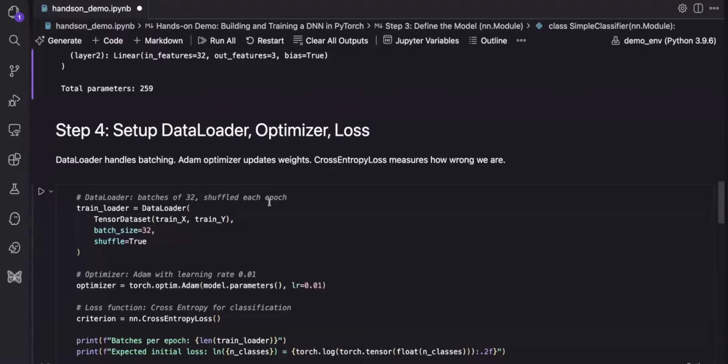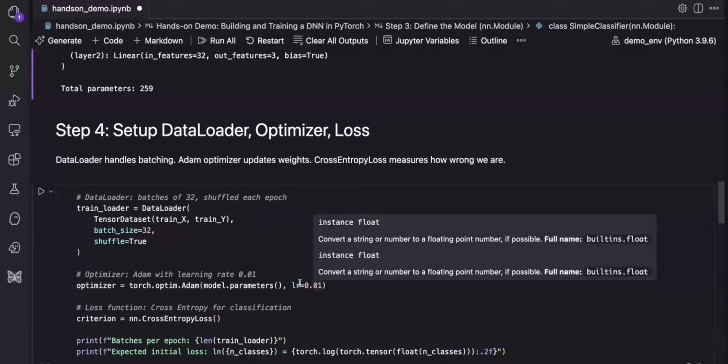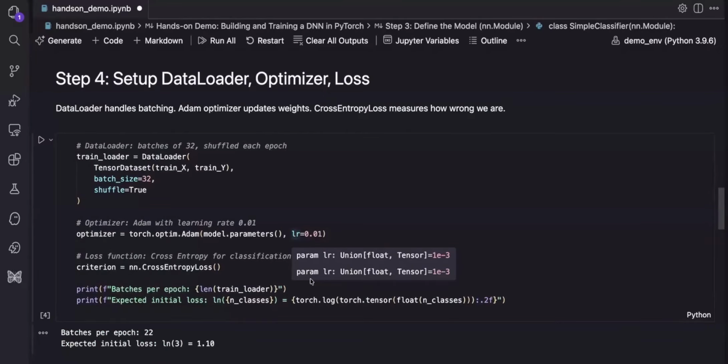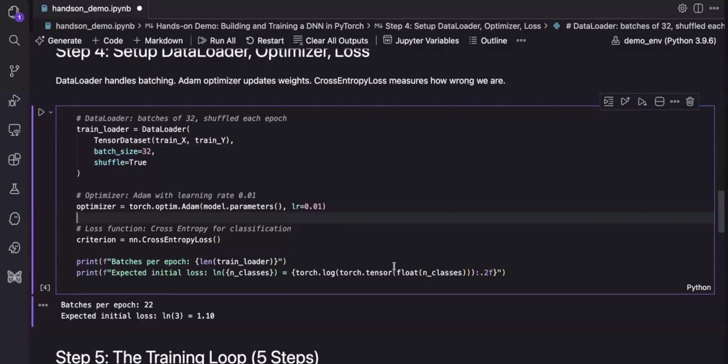Second, the optimizer. We use Adam with a learning rate of 0.01. Third, we have the loss function, cross entropy loss. It is the standard choice for classification. The expected initial loss is natural log of 3, which is about 1.10. That is because a randomly initialized model assigns roughly equal probability to all three classes.